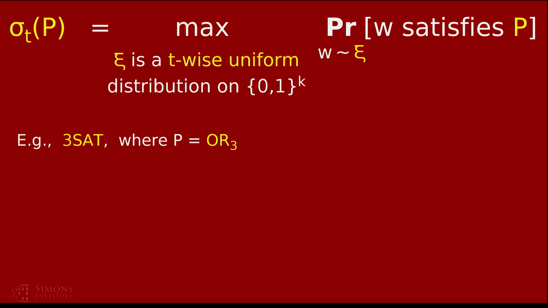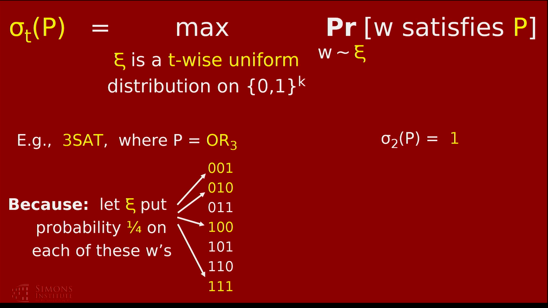Let me do an example. In Threeset, p is the OR predicate on 3 inputs. So there are the 7 satisfying assignments for an OR. So let's compute sigma 2 of p. Here you have to look for a pairwise uniform distribution that has a lot of its probability mass on these strings. And in fact, you can get 100% of the probability mass on these strings.